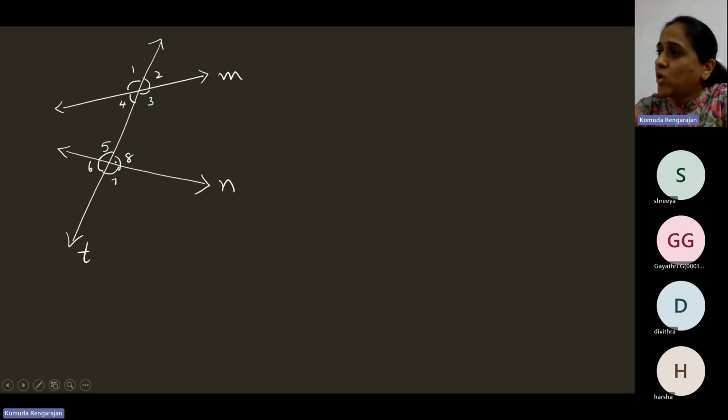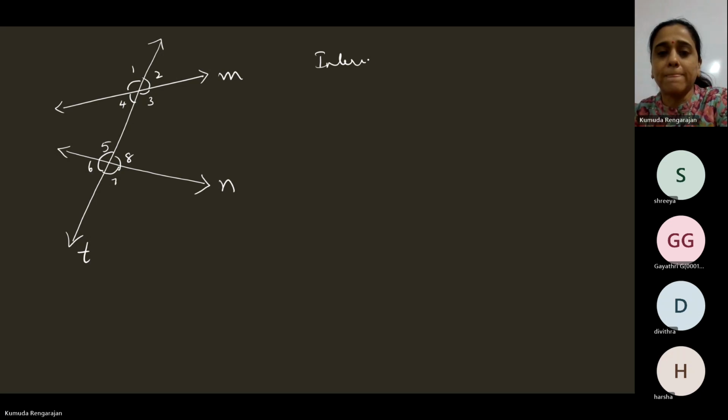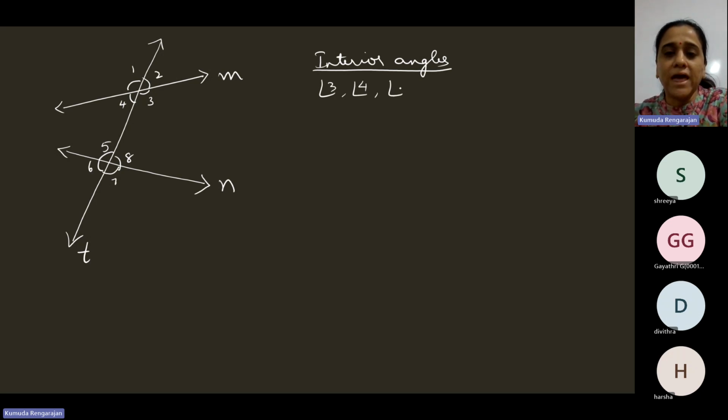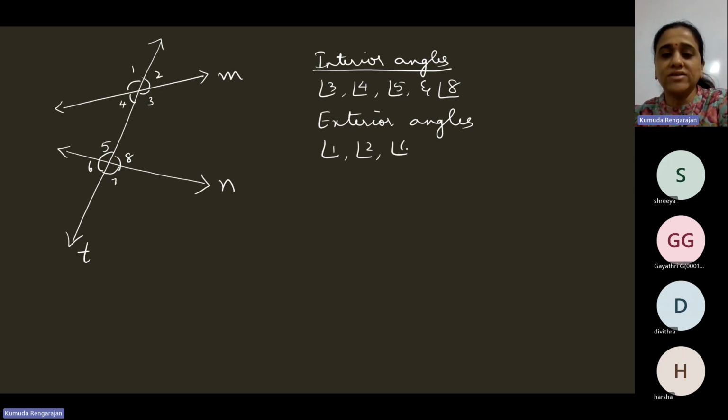Now, 4 of these angles are called interior angles and the other 4 are called exterior angles. Interior angles: angle 3, angle 4, angle 5 and angle 8 are called interior angles. Exterior angles: angle 1, angle 2, angle 6 and angle 7 are called exterior angles.